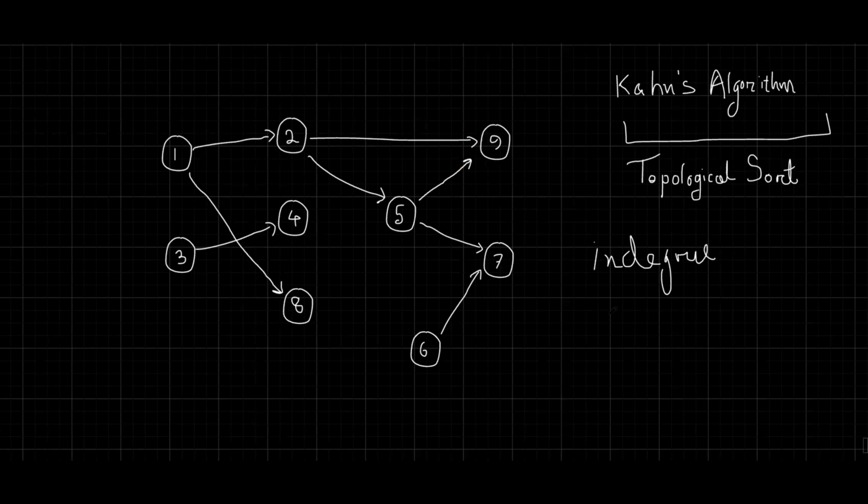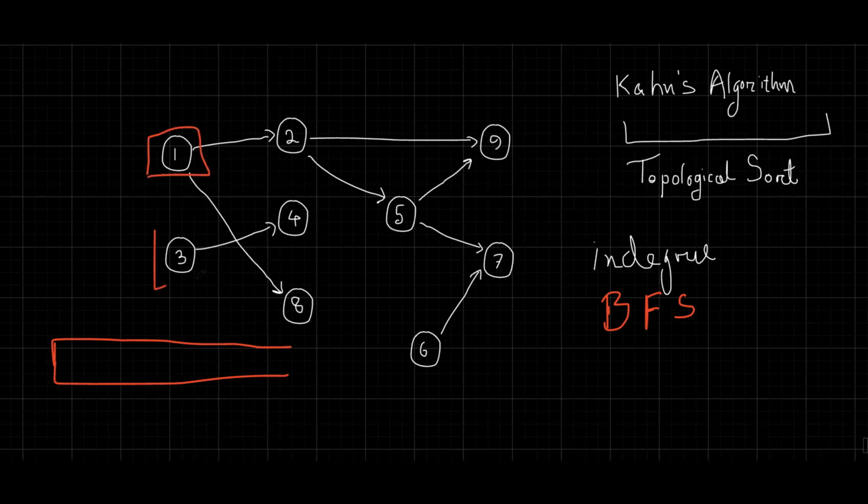So we will use BFS to start the algorithm. Now at first, in the BFS queue, as we know that BFS utilizes the queue data structure, we will store the nodes which have the in-degree of 0. That means here there are 3 nodes which have the in-degree of 0, which are 1, 3, and 6.